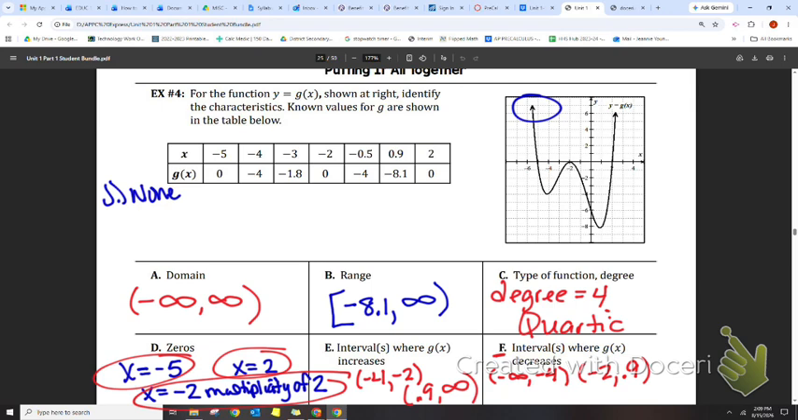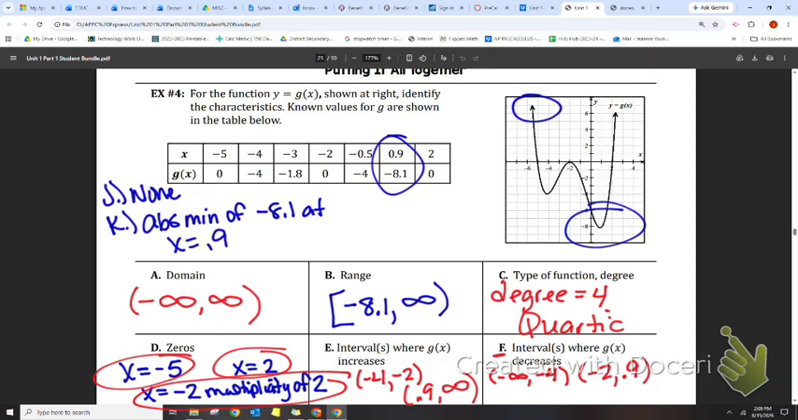K wants to know the absolute minimum. Well, the absolute minimum is right there. It's the very bottom of the graph. So I have an absolute minimum of, that's that point in our table, negative 8.1 at x equals 0.9.